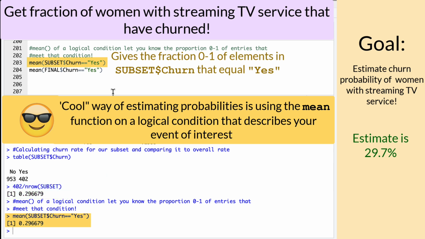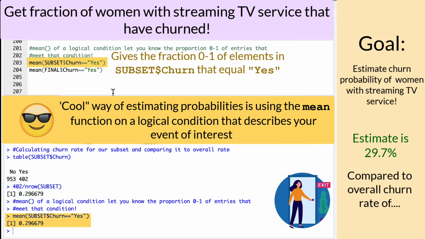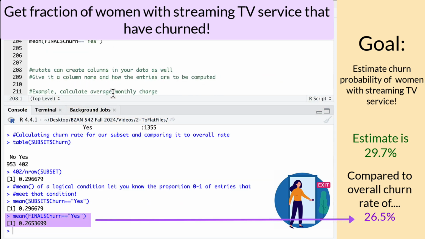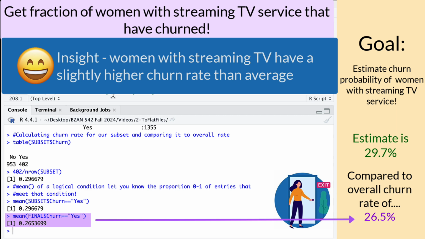Now, how does this compare to the overall churn rate at this company? If we go back to our final data table and look at the churn column, what fraction of entries equal to yes, we find that the overall churn rate in the data is right at about 26.5%. So for women that do have streaming TV, it looks like that churn rate might be just a little bit higher.